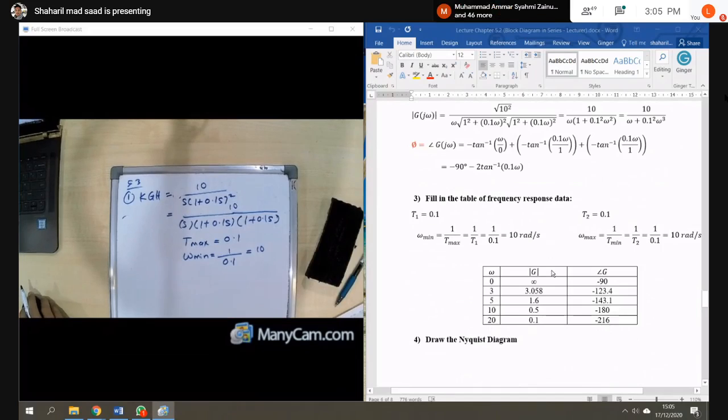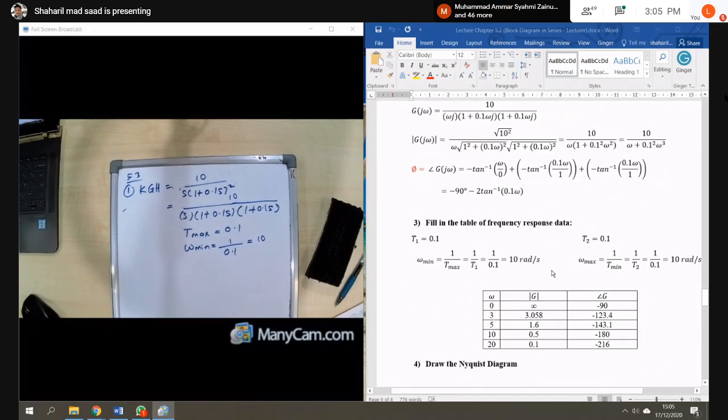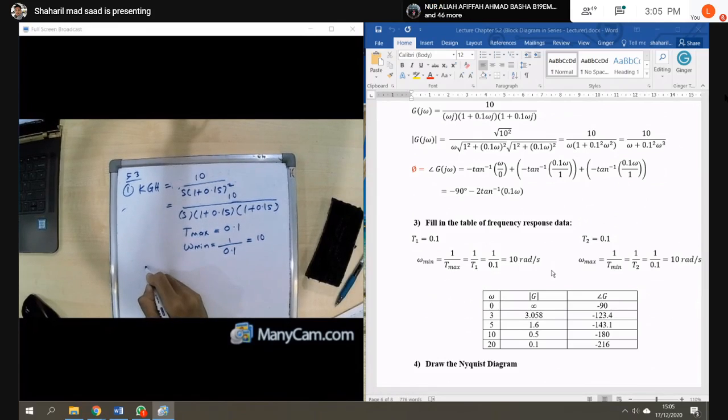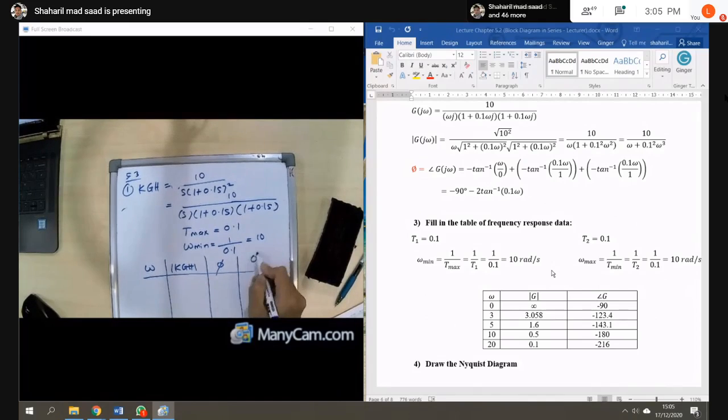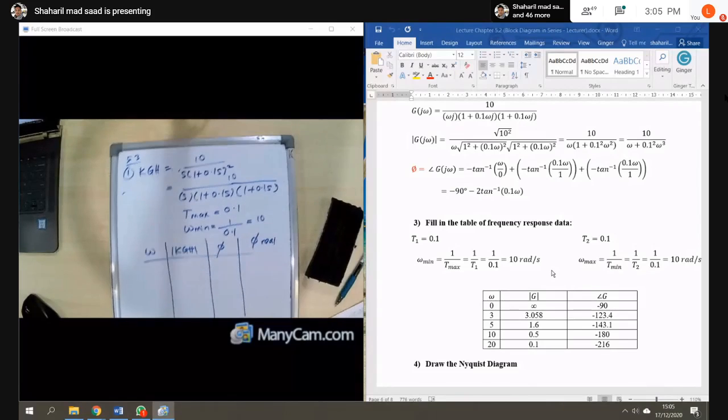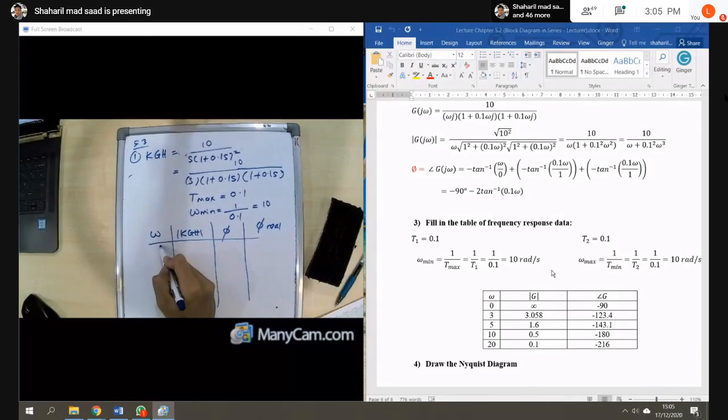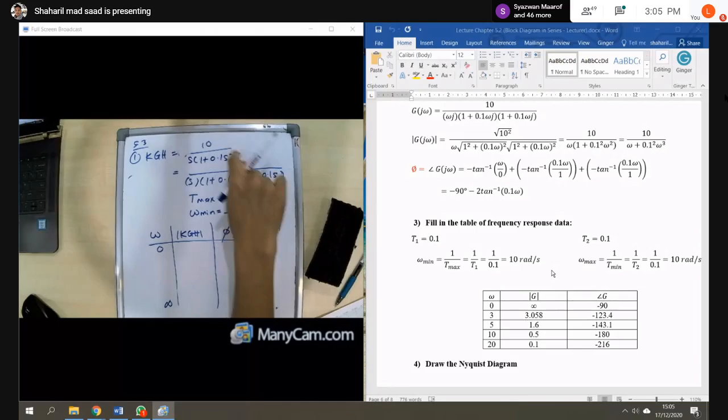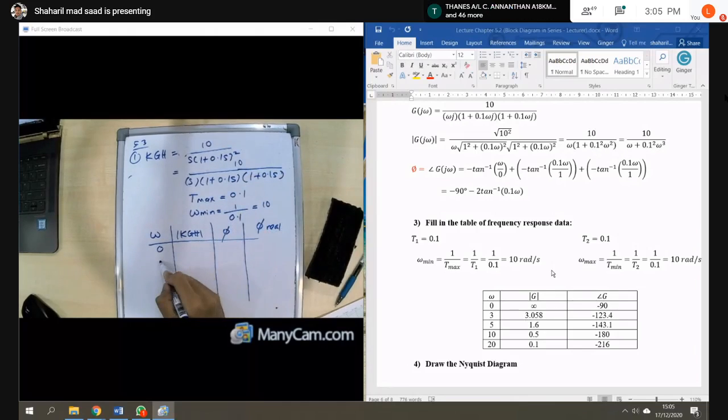Then we're going to plot omega and kGH, the magnitude, and also the phase. Then you take omega from 0 until infinity, and you can apply it using your calculator. So you get this kind of value.